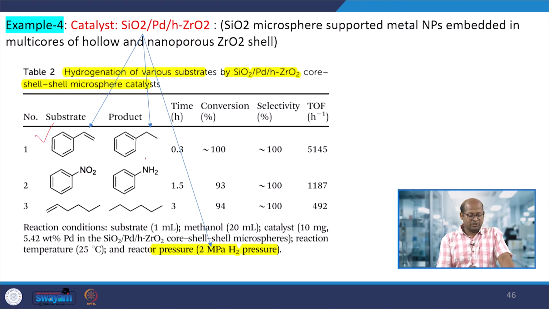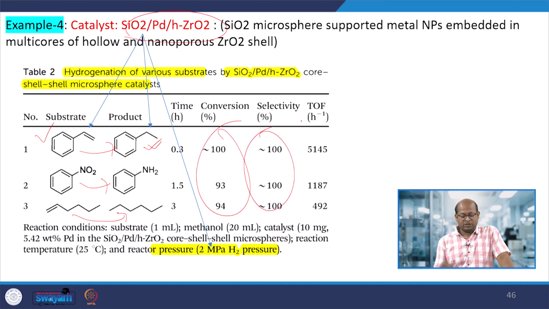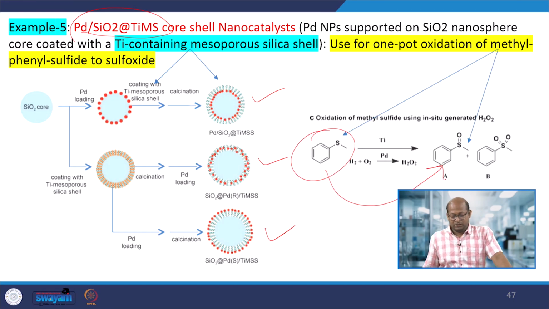Here this is the substrate and this is the product. For this particular conversion we can use this silica, palladium, zirconia catalyst. That catalyst is very useful and gives very good conversion and very good product selectivity. Here's another example: palladium silica TiMS by core-shell methods. Here the support is titania-containing mesoporous silica shells, and that material was prepared in a different way. This is very effective to convert this type of reactant, methyl phenyl sulfide, into sulfoxide, in this oxidation reaction.